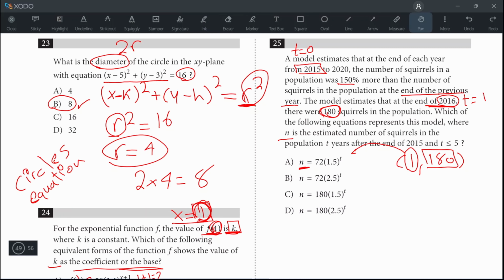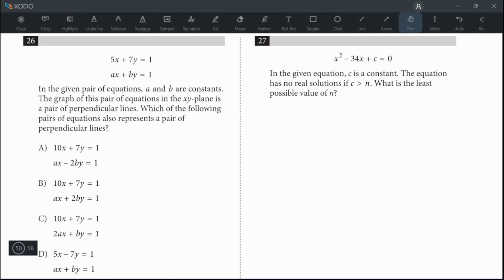So let's check the first choice. We'll have 72 multiplied by 1.5 to the power of 1, which is equal to 108. So answer A is incorrect. Now what about answer B? Answer B will have a value of 180, so answer B is correct. Now what about question number 26?